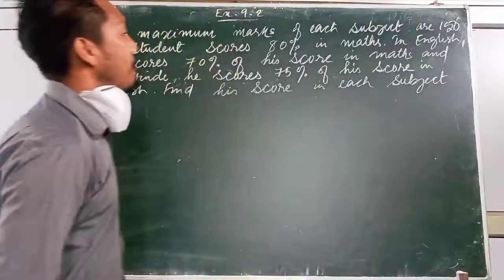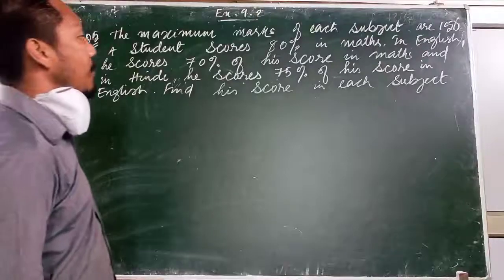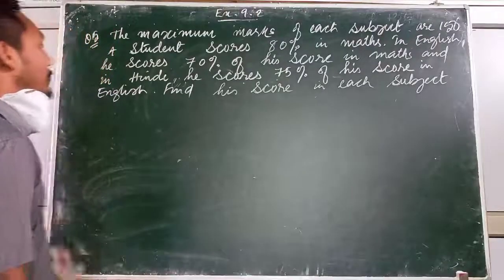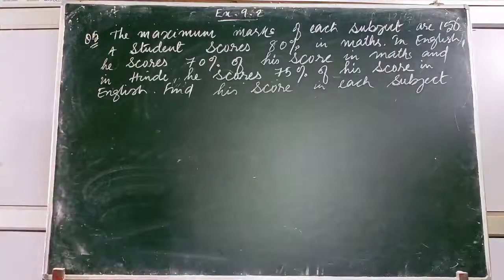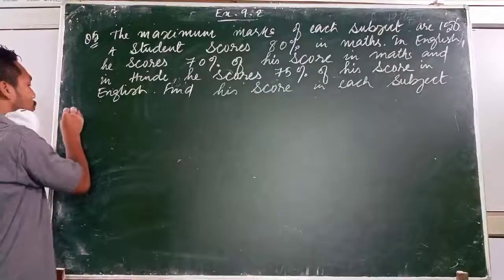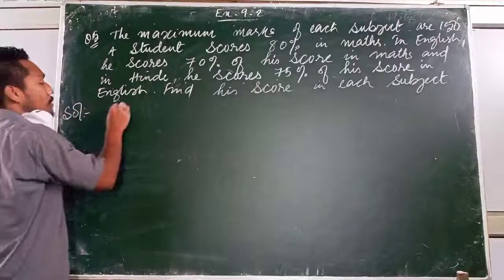How many subjects do we have? We have mathematics, English, and Hindi. For three subjects, we have to find the score. So, solution. The total mark is given.